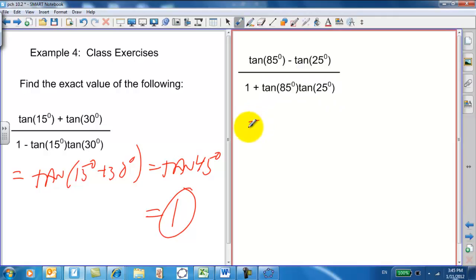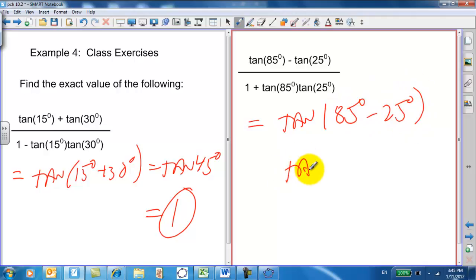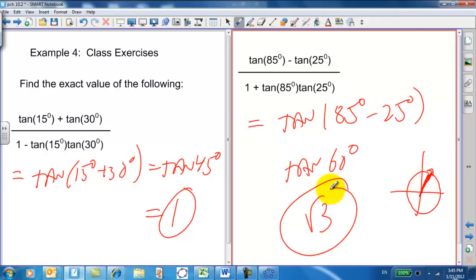Same thing here, we could write this as the tan of 85 degrees minus 25 degrees. So it's the tan of 60, and that's one of the measurements you looked at before there. That's that steep slope for the tangent. That's the square root of 3. Okay.